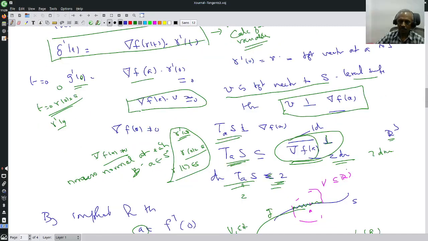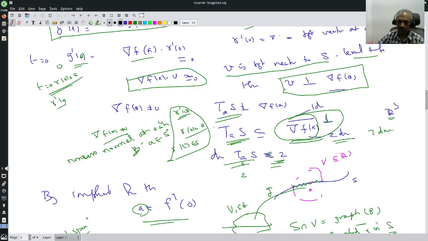Right? Now, one knows that T_A S is a vector subspace, and therefore it is contained in the vector subspace, namely the orthogonal complement of the gradient of F at A. By assumption, the gradient of F at A is a non-zero vector in R3, therefore its orthogonal complement will be of dimension 2. Therefore, T_A S will be a vector subspace of this orthogonal complement, and therefore its dimension will be at most 2.